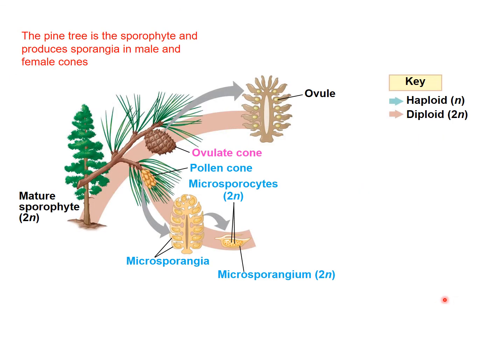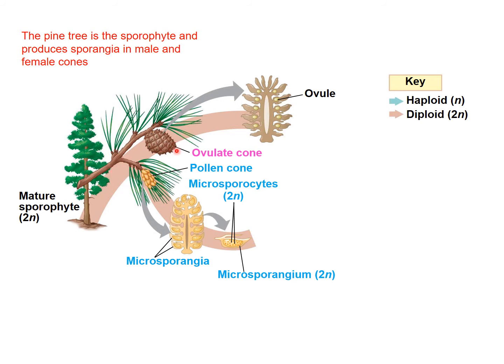All right, so the pine tree, as I mentioned before, is the entire sporophyte. So you can see that the sporophyte is the dominant stage of the life cycle in these types of plants. The sporophyte produces the sporangia, and these sporangia are going to be in the male and female cones.